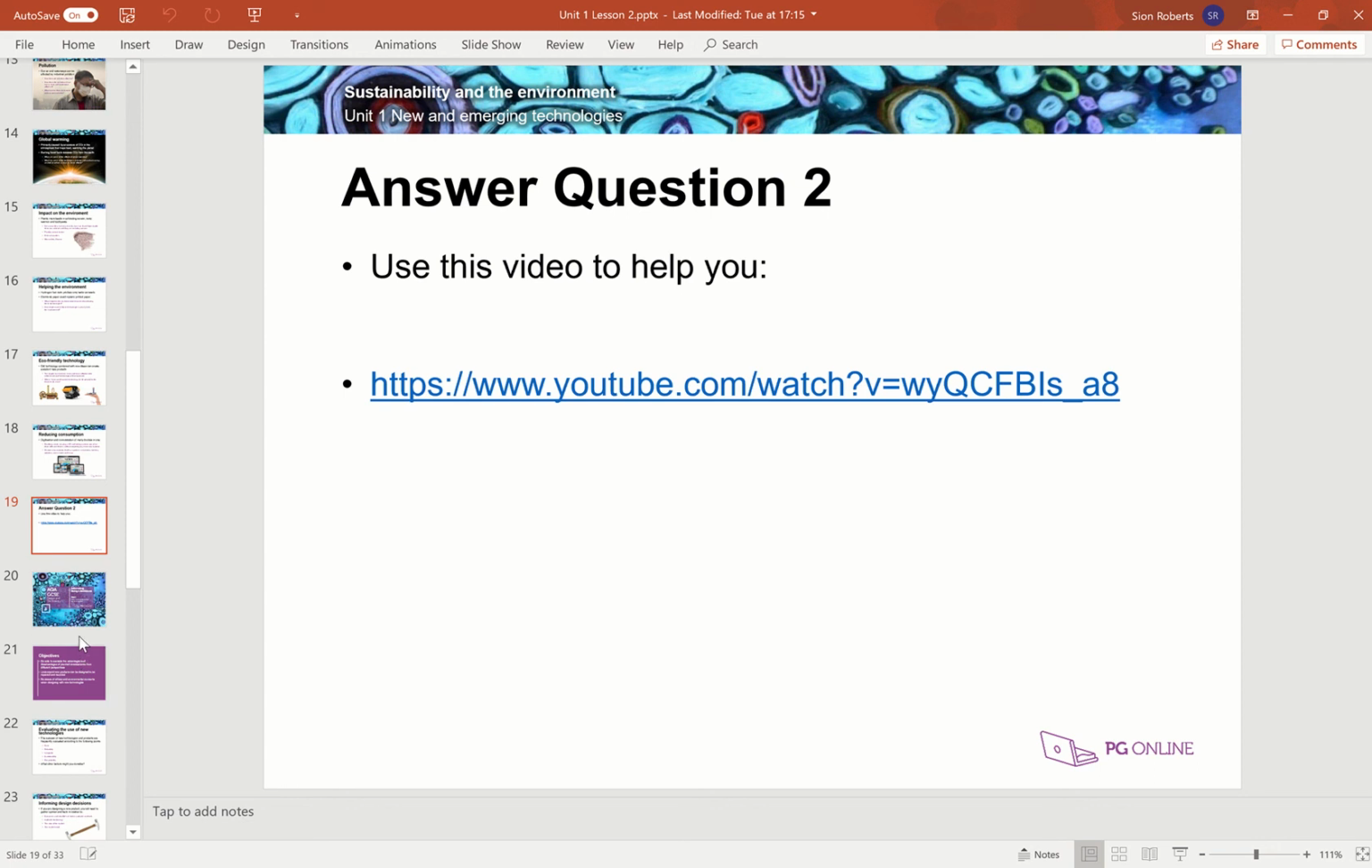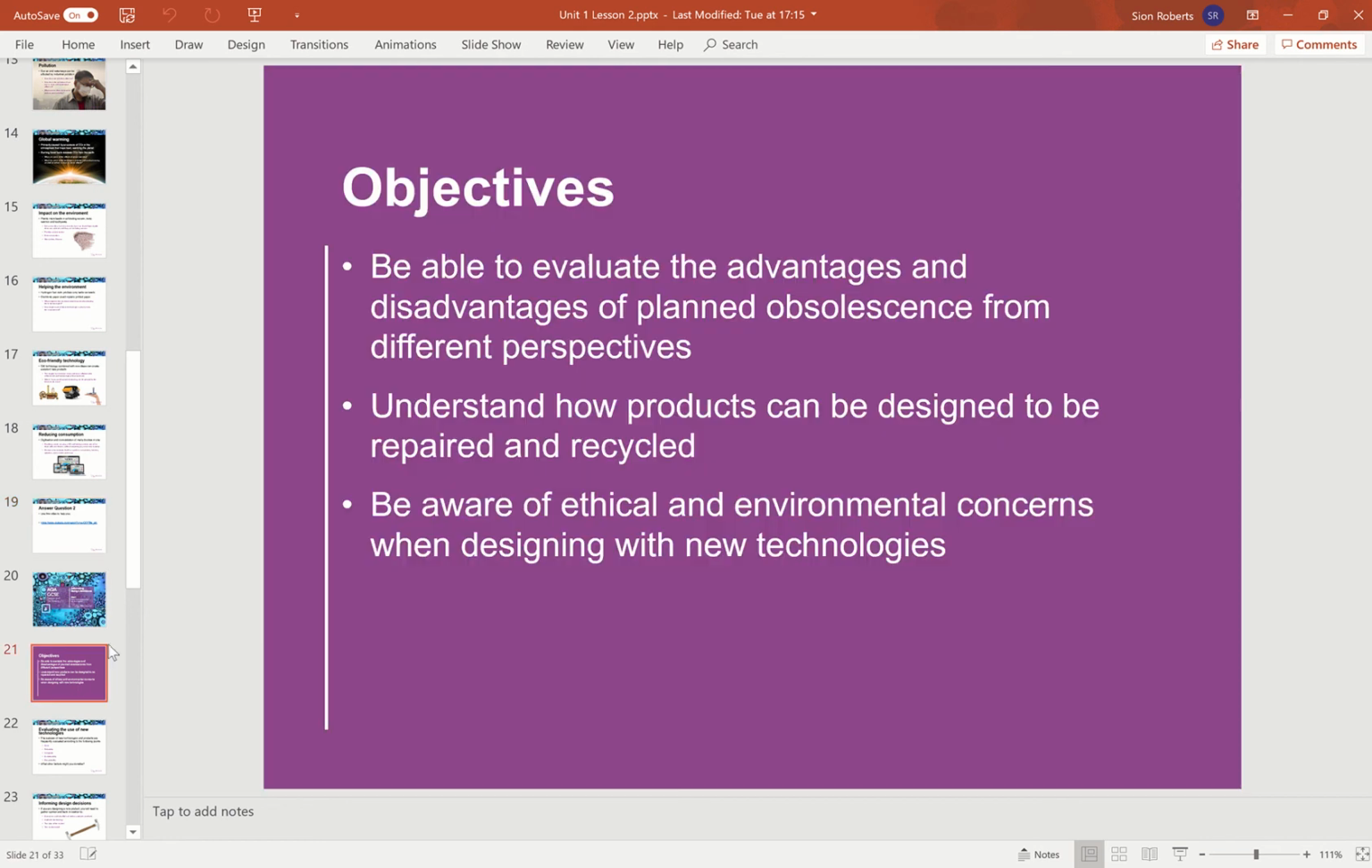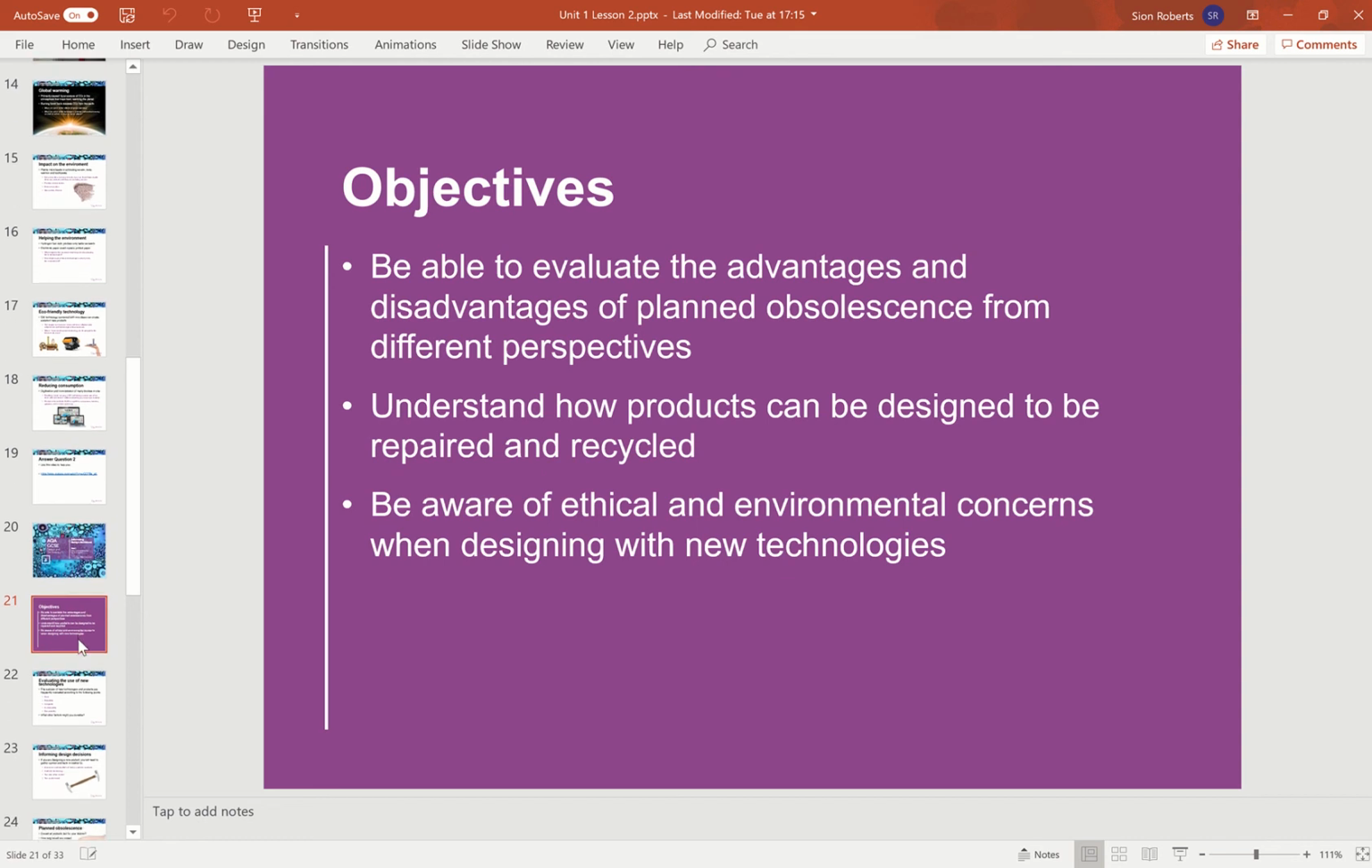Okay, now that you've done those first 2 questions, there are some extensions on your worksheet that you can come back to at the end, but now we just move on to informing design decisions. And this is very much a topic thinking about advantages and disadvantages of different design techniques within products, how they can be designed to be repaired and recycled, and just thinking about ethical and moral arguments in a little bit more detail.